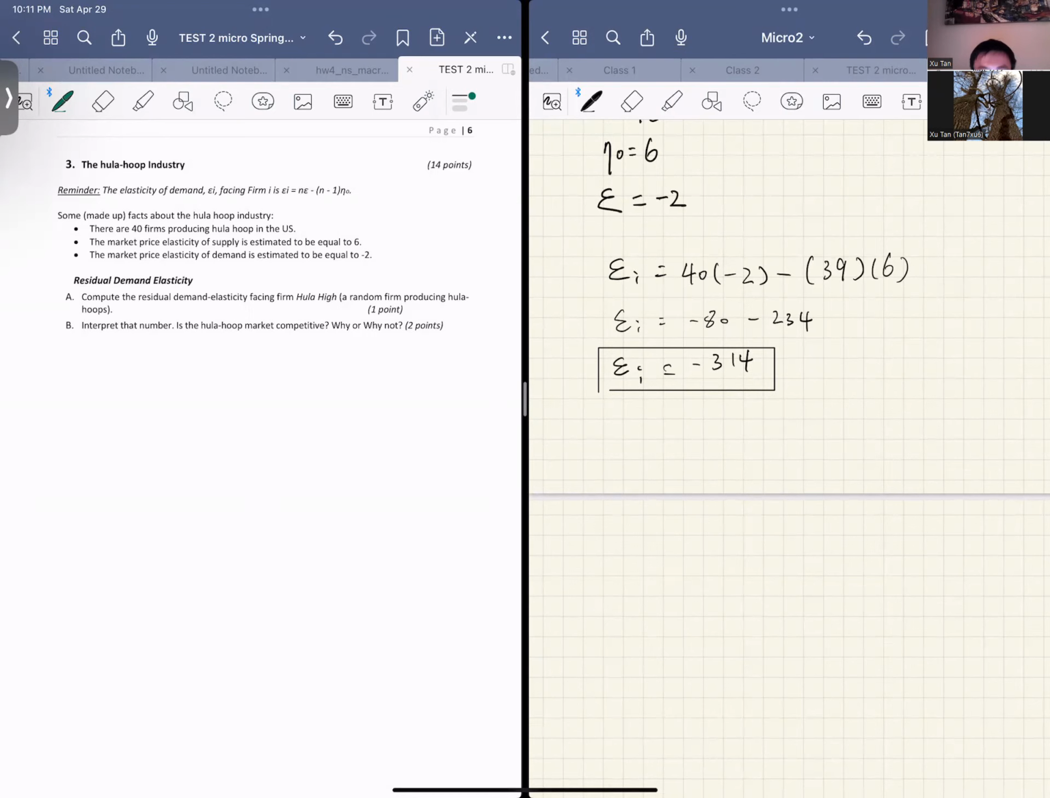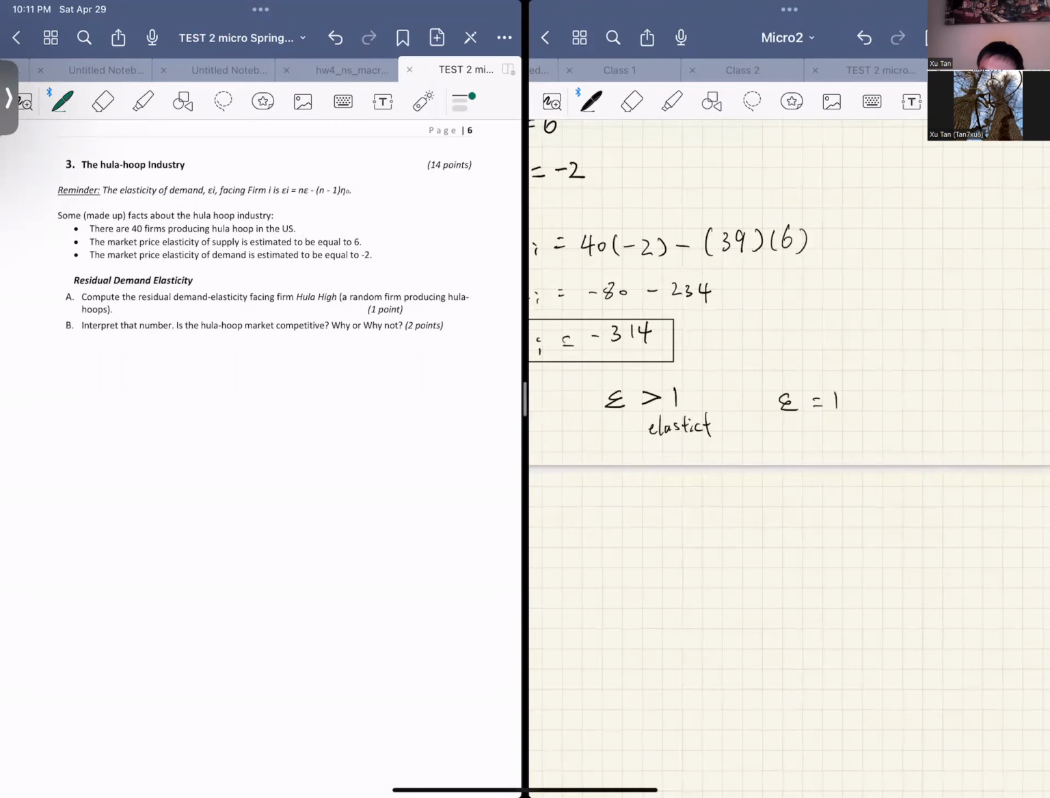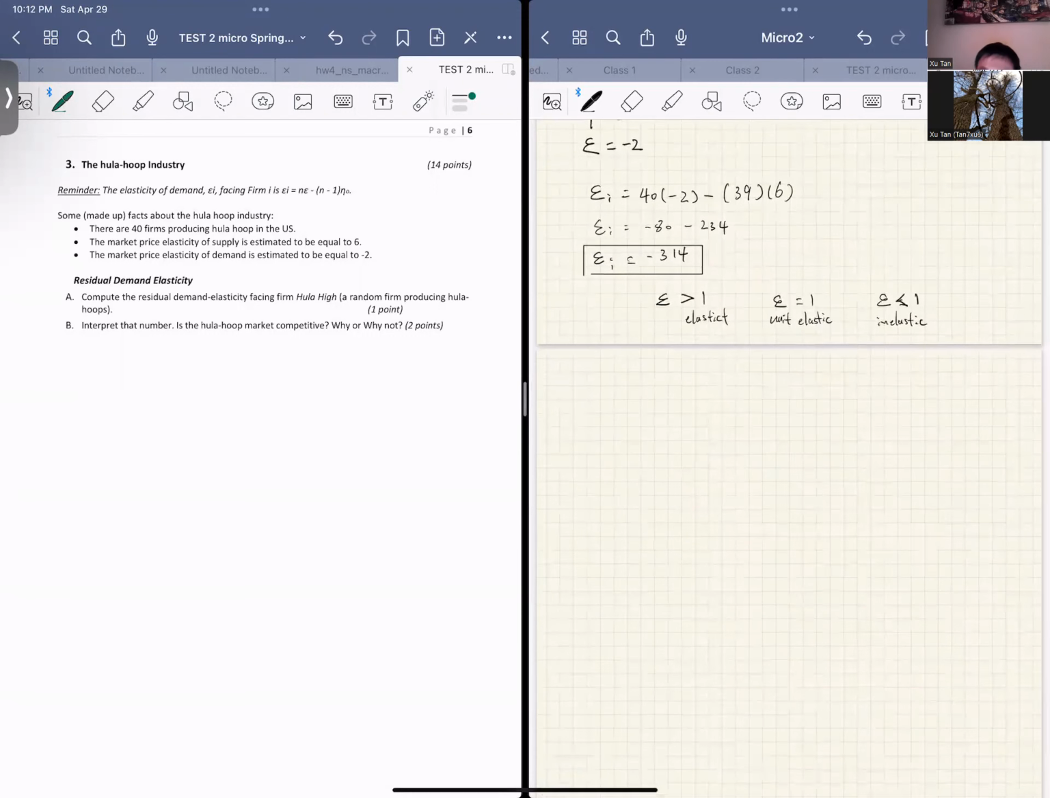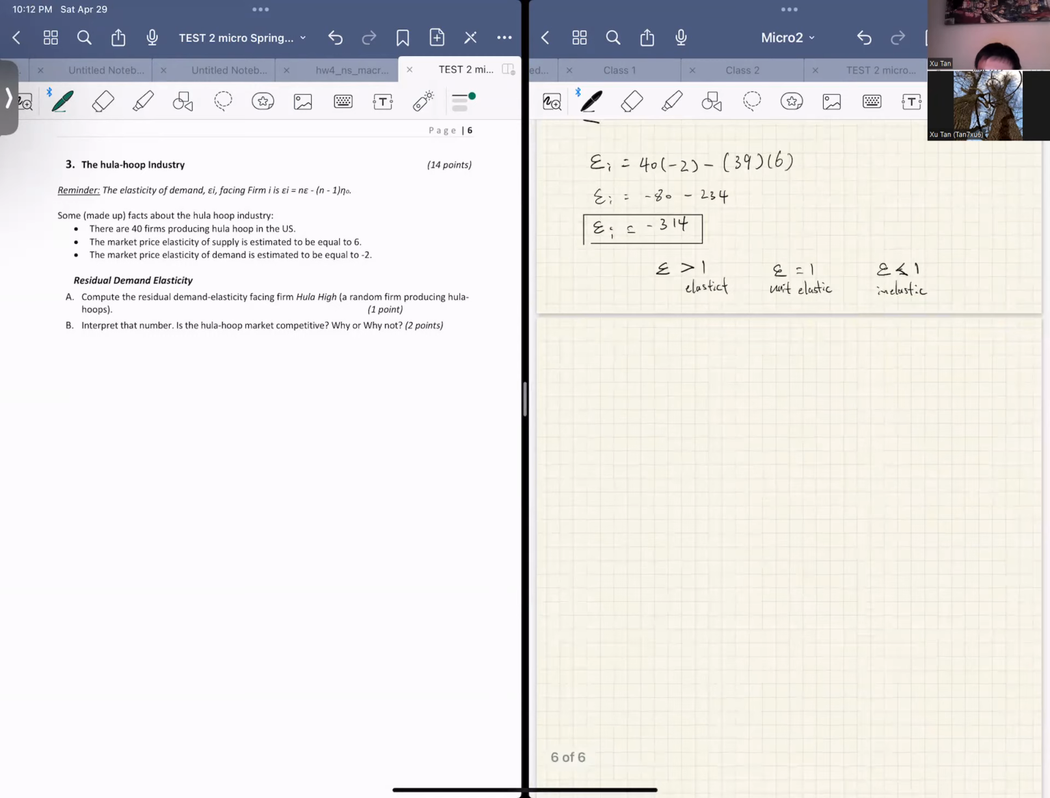Residual demand. And interpret this number. So we know that if elasticity is greater than 1, it's elastic. And if elasticity equals 1, it's unit elastic. And if elasticity is less than 1, it's inelastic. So we have an elasticity of negative 314. What does the negative 314 look like?